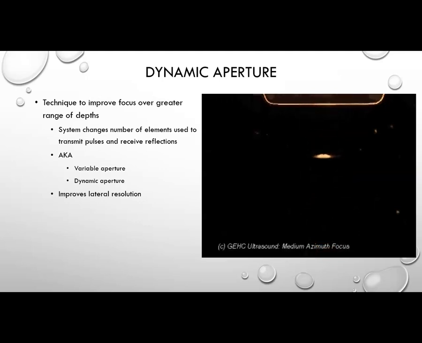So dynamic aperture is the ability to change the number of elements used to transmit pulses and receive reflections, and it improves lateral resolution. That's what you need to know. Other names for dynamic aperture are variable aperture. All right, so that concludes our chapter 12.